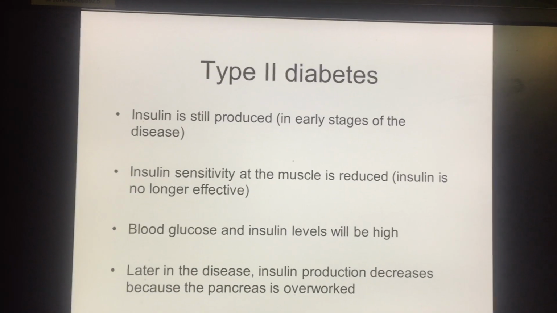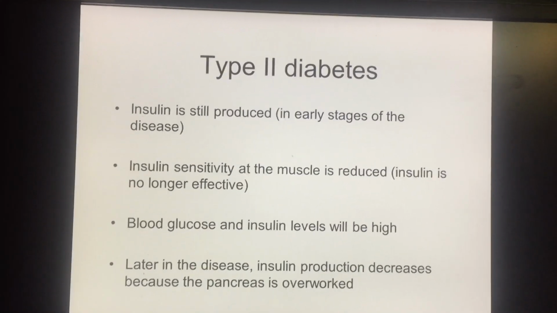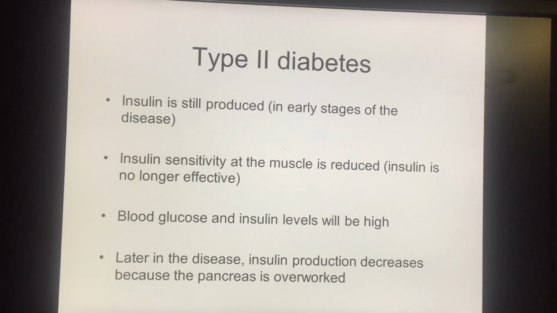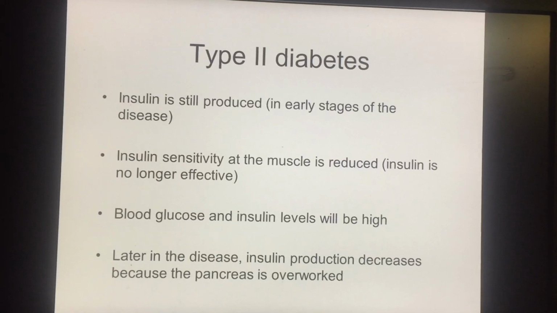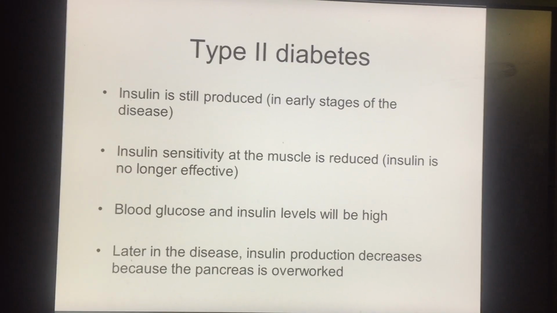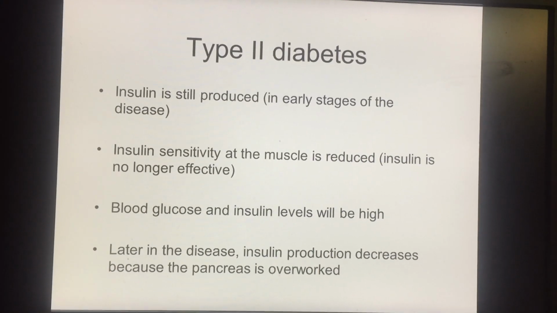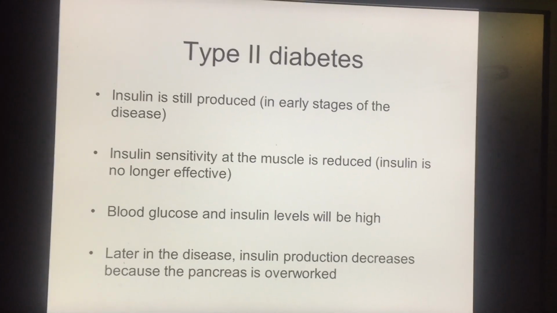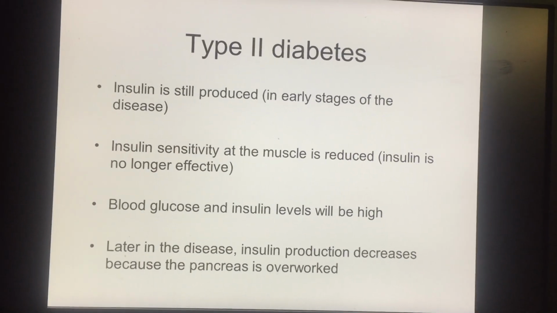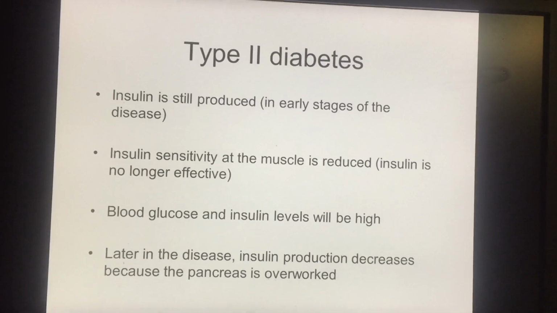Now, type 1 diabetes involves the lack of production of insulin. Type 2 diabetes is a little bit different. So initially, insulin is still produced, but insulin sensitivity at the muscle is reduced, so insulin is no longer effective. So it's difficult to get glucose into the muscle, and so blood glucose levels will be high in this condition.